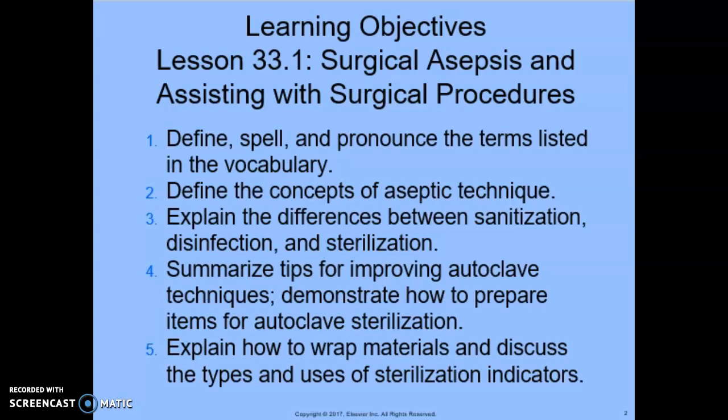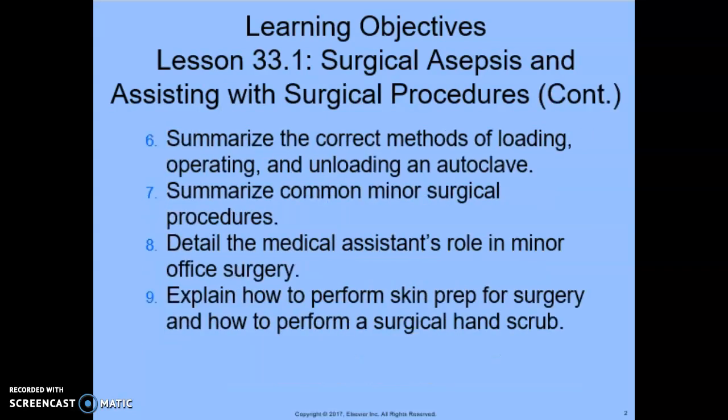And I know you guys know this one now because we've been going over it for a long time. And I had you email me last week, so keep it up. Summarize tips for improving autoclave techniques, demonstrate how to prepare items for the autoclave sterilization, explain how to wrap materials, and discuss the types and uses of sterilization indicators. Summarize the correct method of loading and operating and also unloading an autoclave.